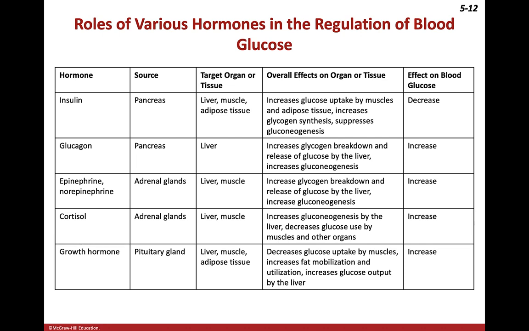So this is going to decrease glucose uptake by muscle, and it's also going to increase the mobilization of free fatty acids, and we're also going to see increased glucose output by the liver. And notice what they're all doing, okay? 4 of these hormones increase blood glucose, and the only hormone that decreases blood glucose is going to be insulin.